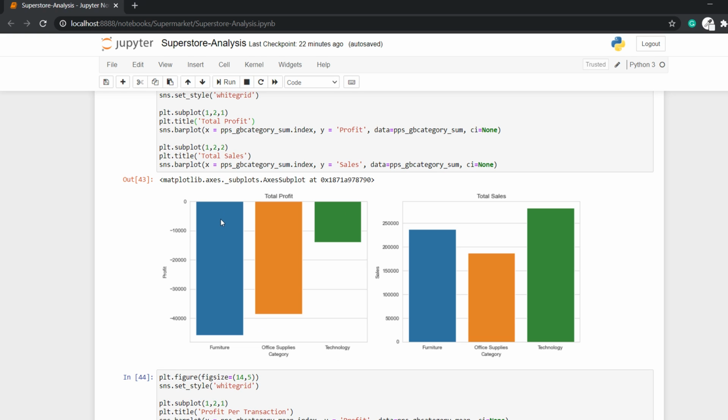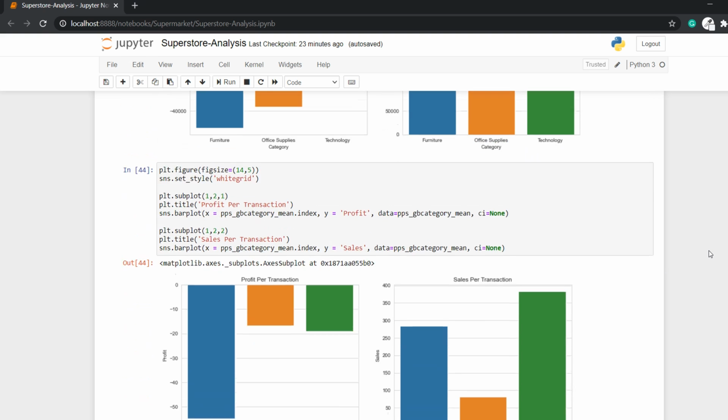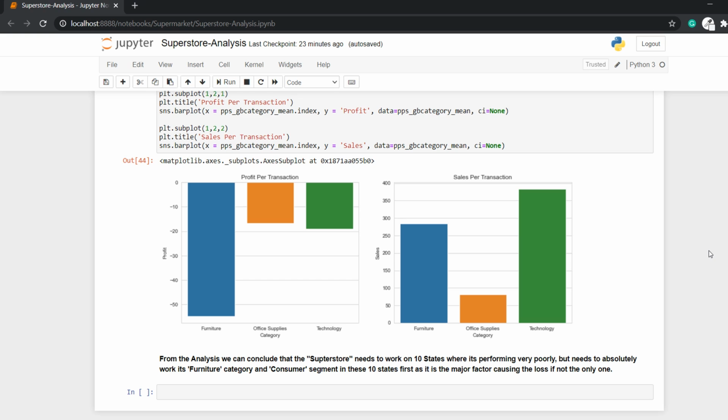So furniture has the highest loss, followed by office supplies and then technology, whereas the total sales in technology is the highest, followed by furniture, then office supplies. And if we see the profit per transaction and sales per transaction, furniture is making the highest loss per transaction, while technology and office supplies are on an equal level. In sales per transaction, technology is the highest, followed by furniture and office supplies.